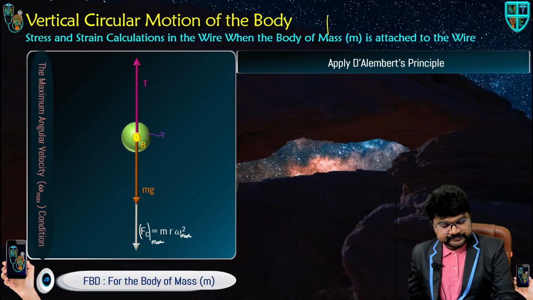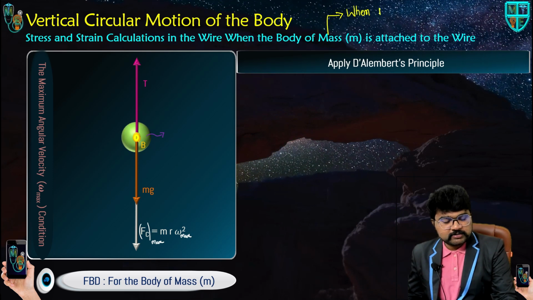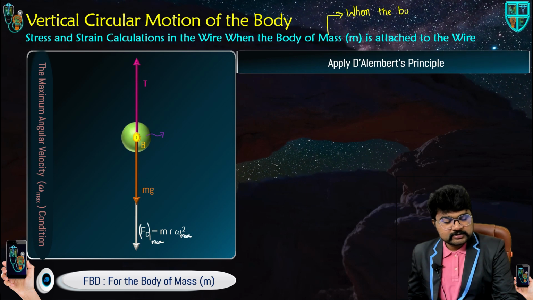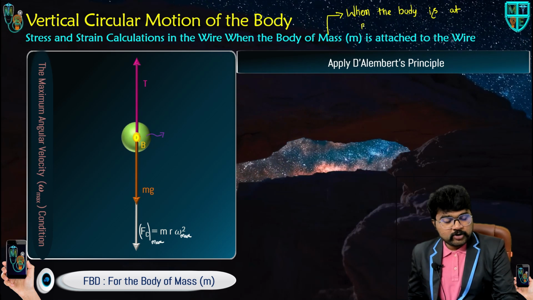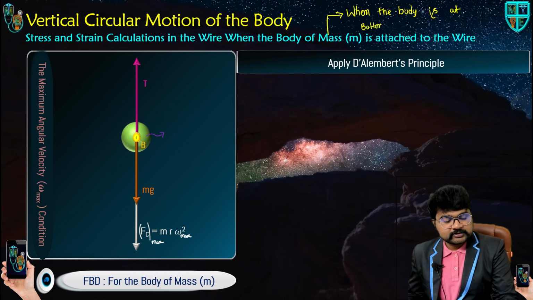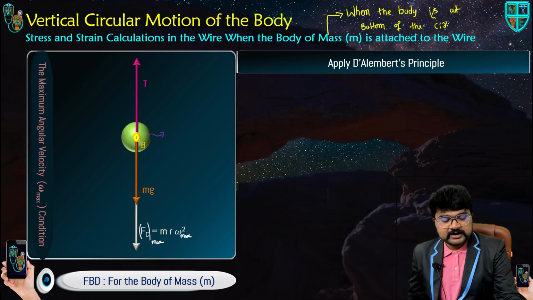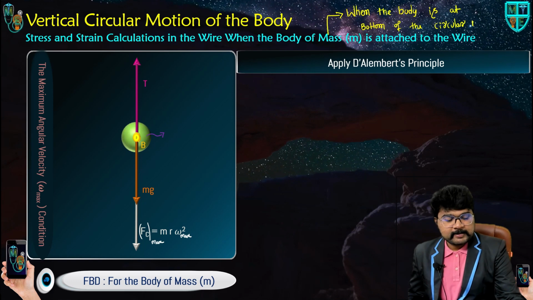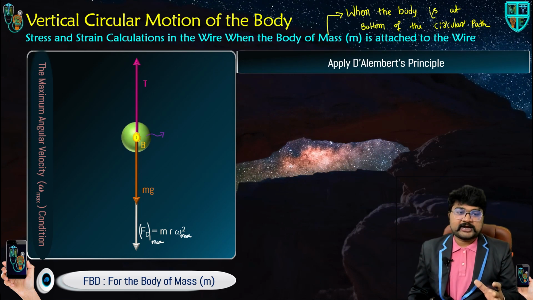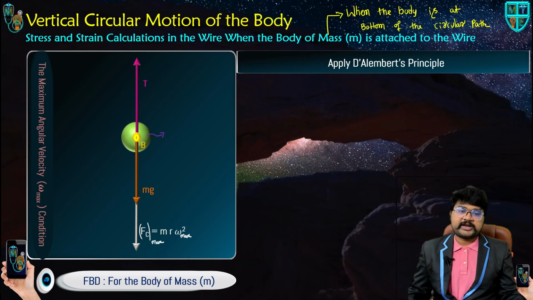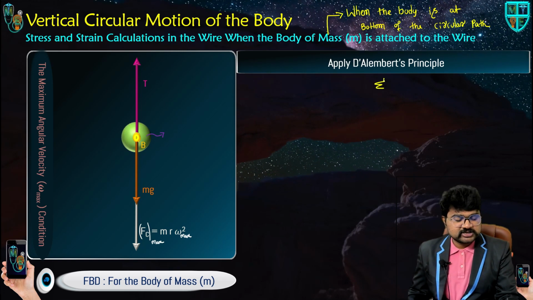Here we are discussing when the body is at the bottom of the circular path. Okay. Centrifugal forces are represented in the free body diagram. That means the dynamic problem is converted into a static problem. We can straight away apply static equilibrium equations.